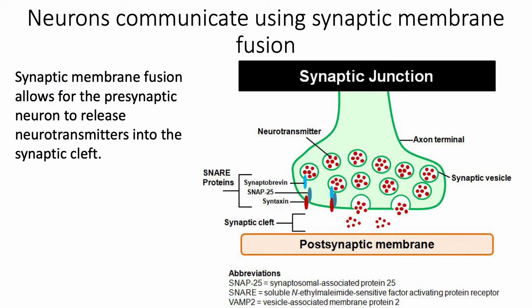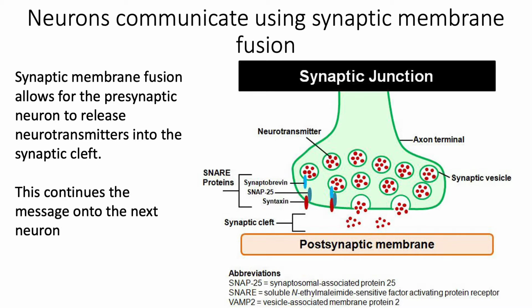Synaptic membrane fusion is important for neuron communication. This figure depicts a step of neuron communication, and that is neurotransmitter release. This is how the message can continue on to the next neuron.